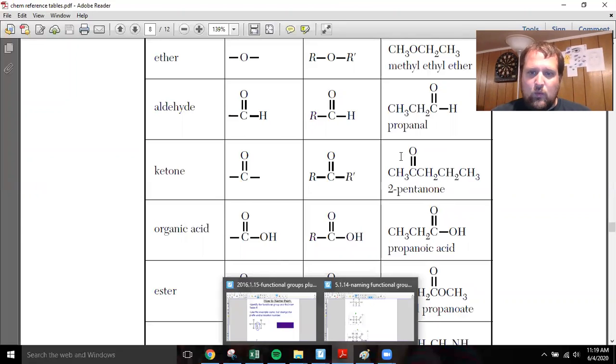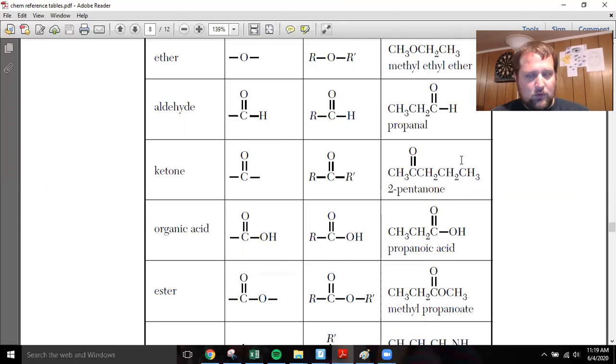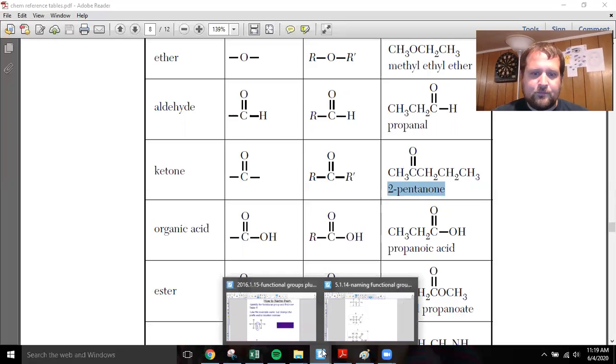So we are going to look over here at the example. We're going to steal their example, and then we're going to change the parts that we need to, the prefix and the location number. So I'm going to steal 2-pentanone.